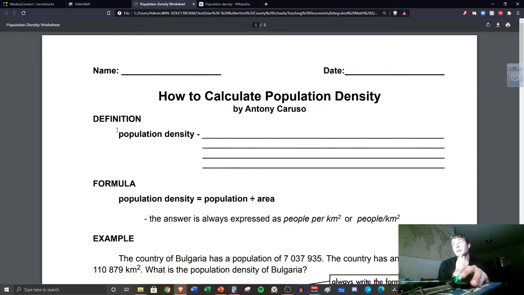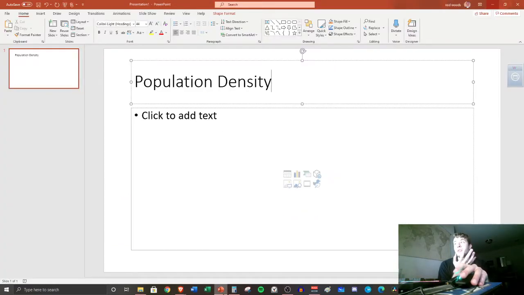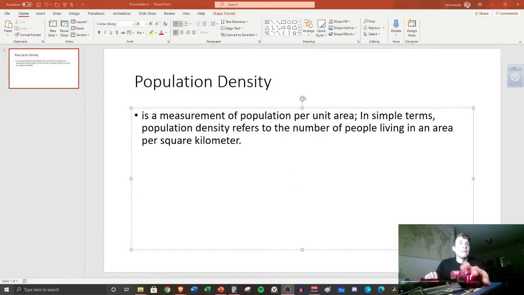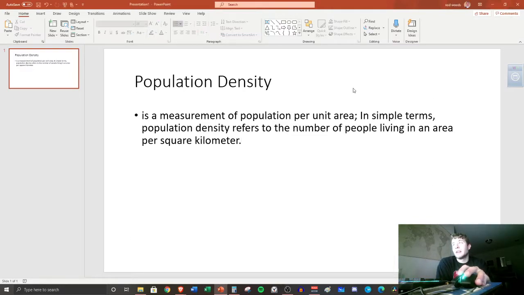So first thing we're going to do is write down our definition for what is population density, which I forgot to copy and paste in here, so hold on. All right, now we've got it. So population density, and this will be what goes into that definition section there. It is a measurement of population per unit area, okay? And in simple terms, population density refers to the number of people living in an area per square kilometer, all right? So I'll pause and make sure you have time to write that. All right, so you've got that written now.